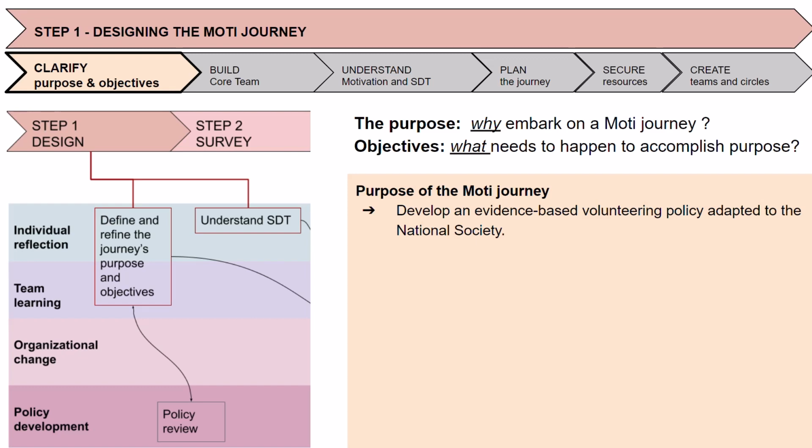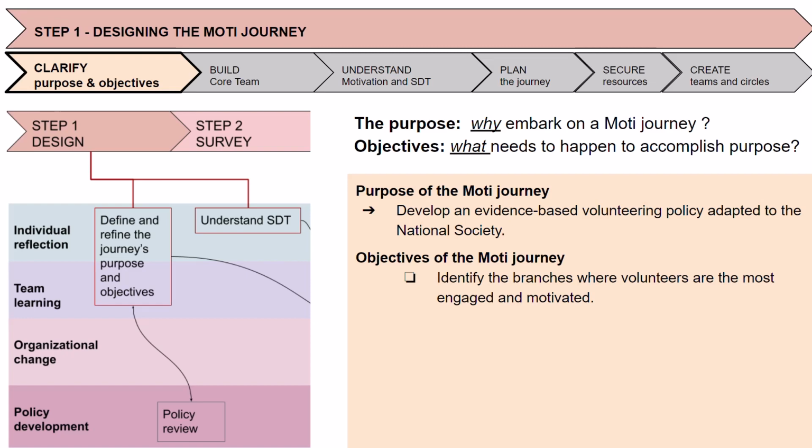Well, in these different cases, you would need to get some kind of evidence, or at least information, to support your ideas about what your national society's volunteering policy should look like. Moti can help you with that, especially if your main goal is to improve the engagement, motivation, and well-being of volunteers and staff. So the objectives in that case would be to identify the branches where volunteers are the most engaged and motivated, or the teams where volunteers are the most engaged and motivated, to understand the reasons for high or low motivation across all branches.